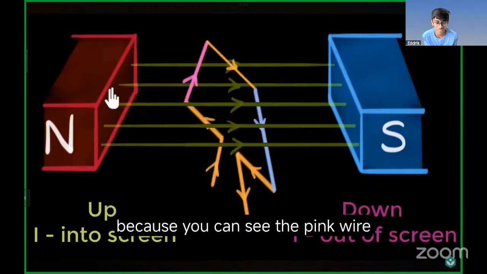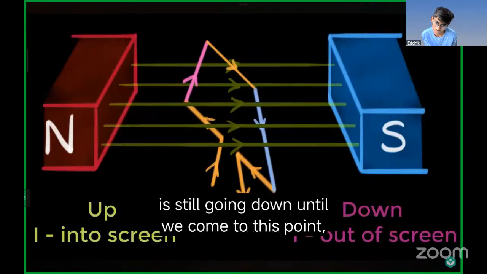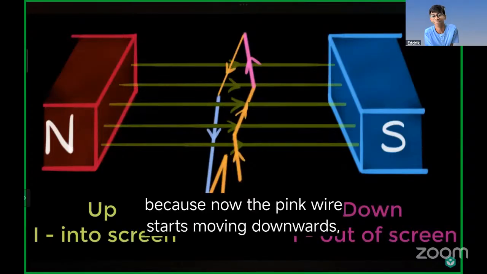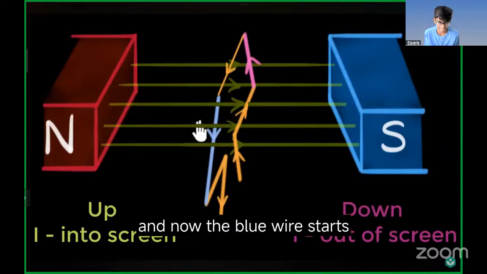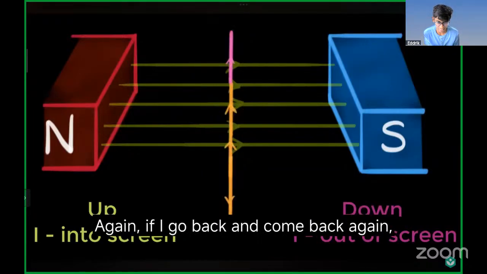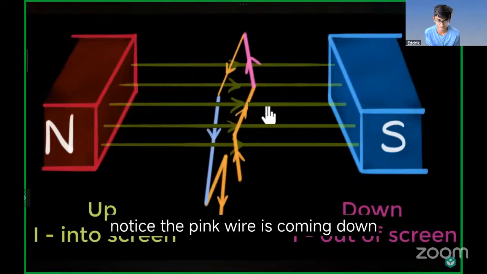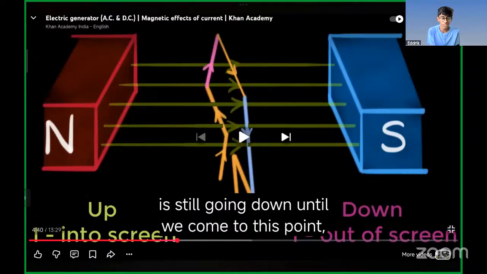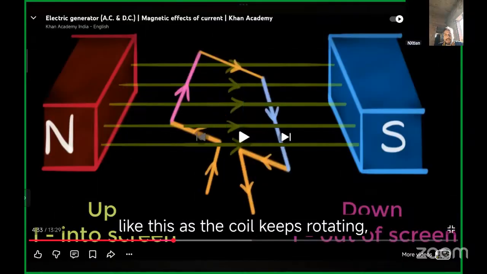And the current continues to flow like this as the coil keeps rotating, because you can see the pink wire is still going up and the blue wire is still going down. Until we come to this point, because now the pink wire starts moving downwards. And now the blue wire starts moving upwards. Can you see that? Again, if I go back and come back again, notice the pink wire is coming down and the blue wire is going up. But in the previous frame, only the pink wire was shown. That means the pink wire was up and the blue wire was down. So yeah, perfect. Now everyone please pay attention.